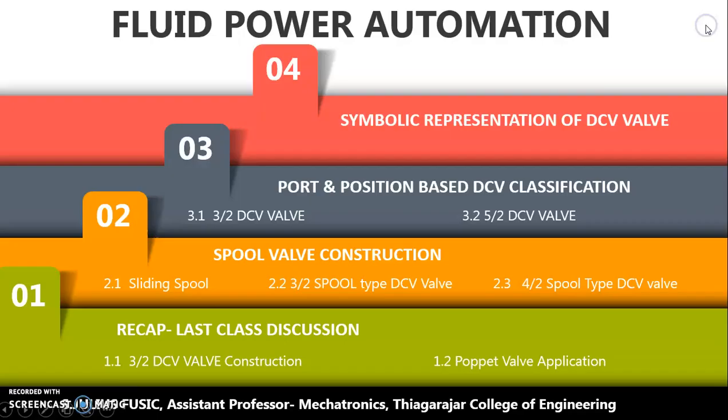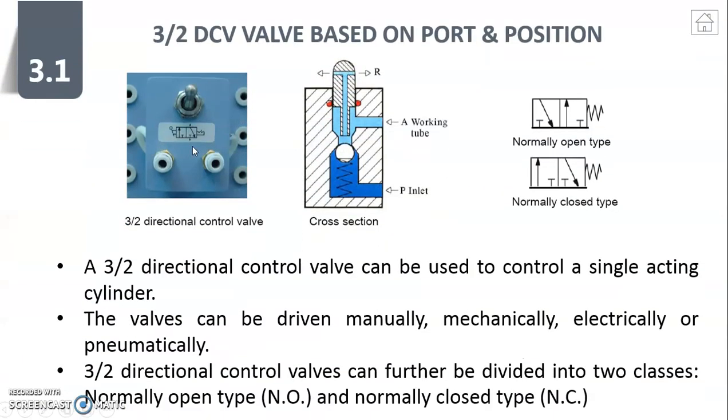So as of now I have completed the spool type construction. Now I directly go with the port and position based DCV. Here, based on the number, it is going to be classified. Always, if you assume this is a 3x2 DCV, the first number denotes the number of ports and the second number denotes the number of positions. The position will be either on position or off position.